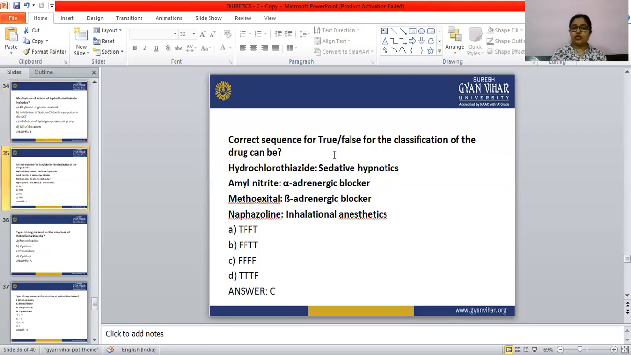Correct sequence for true or false for the classification of the drug: hydrochlorothiazide is a sedative hypnotic? No. Amyl nitrate, alpha adrenergic blocker? No. Methoxyacetylene, beta adrenergic blocker? No. Nefazolin, inhalation anesthetic? No. So the correct answer is C. False, false, false, false. All of these are false here.